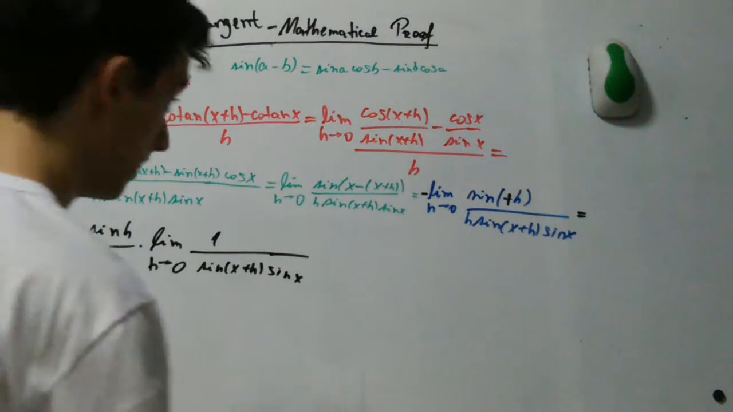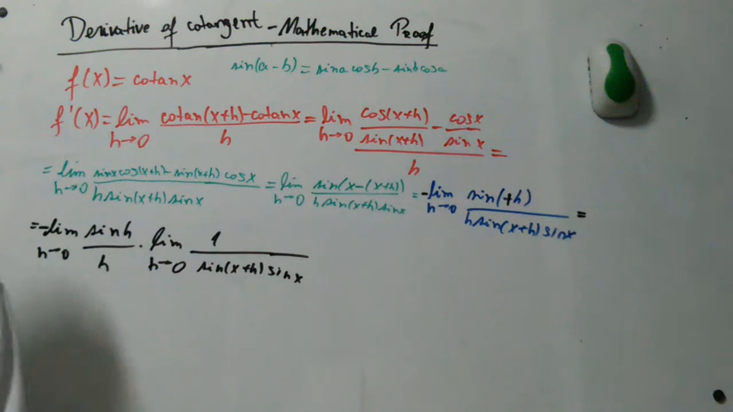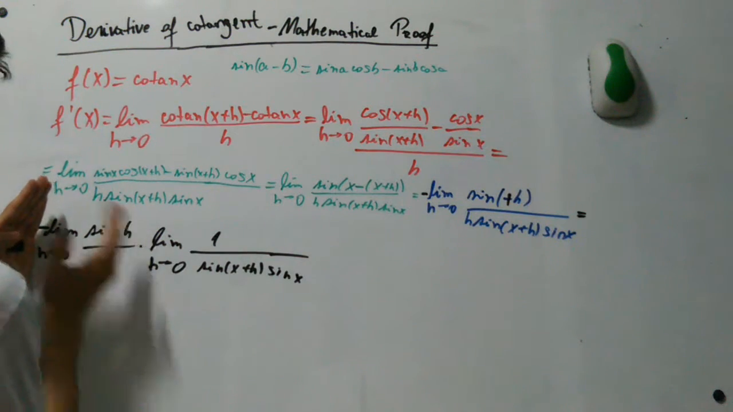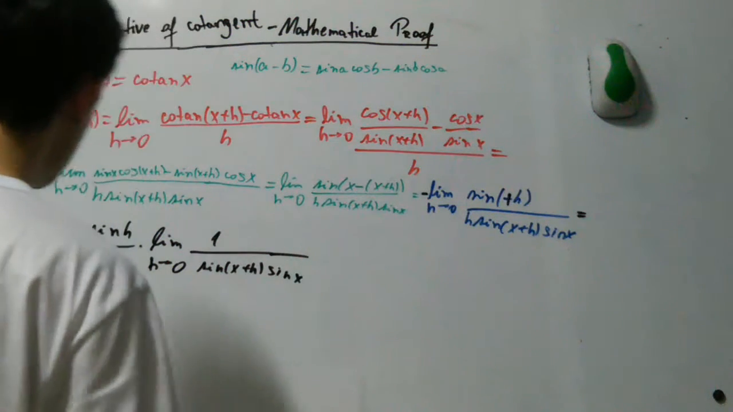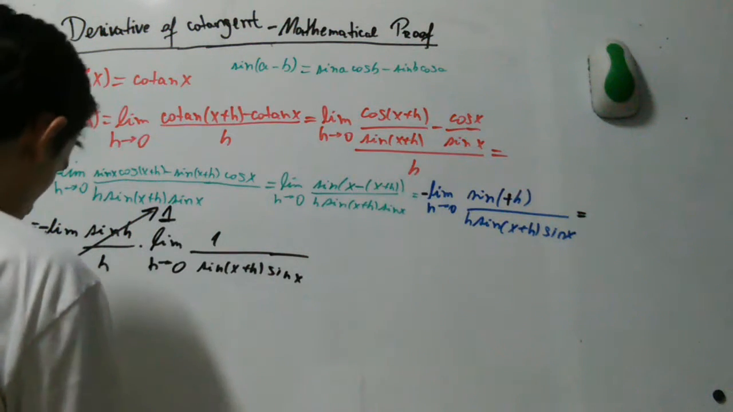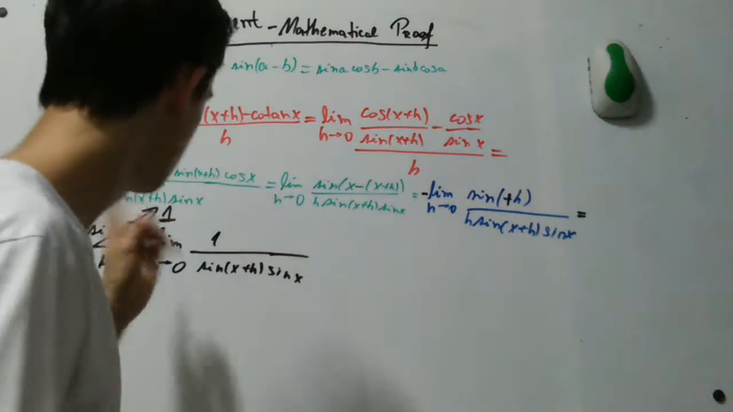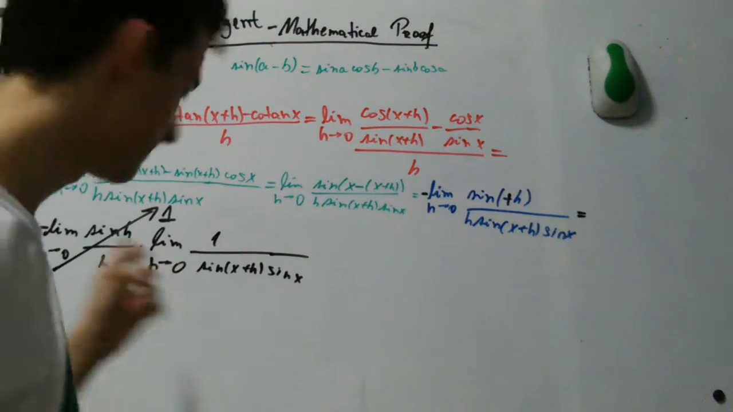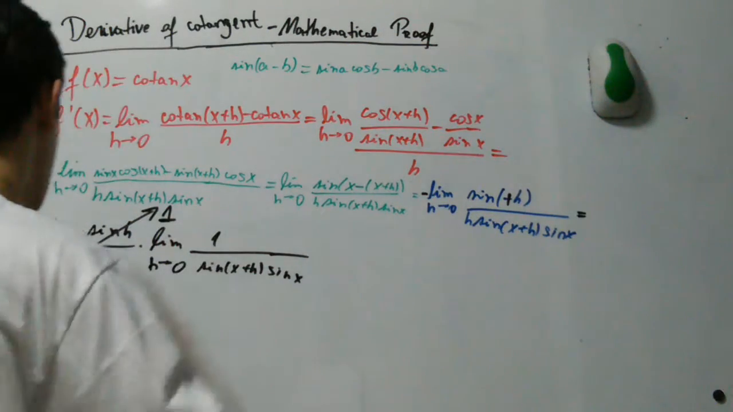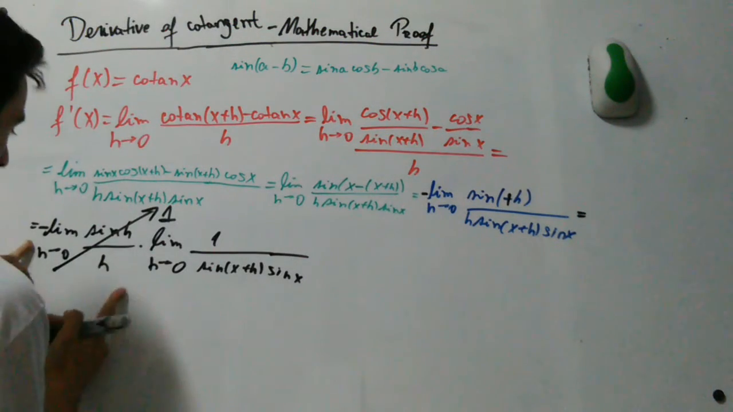Notice, I almost forgot, we have a negative sign here. Notice that this limit here is the fundamental trigonometric limit, which is equal to 1. I'm probably going to do a video proving this limit, because it's a very fun limit to prove. If I do, it's going to be in a future video. But yeah, this limit is 1.